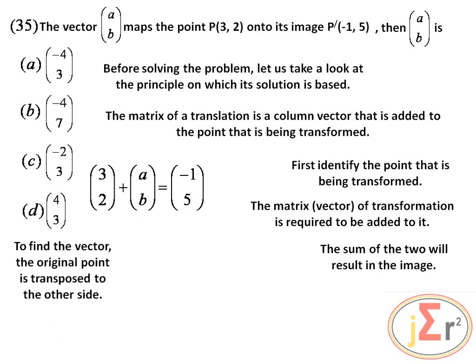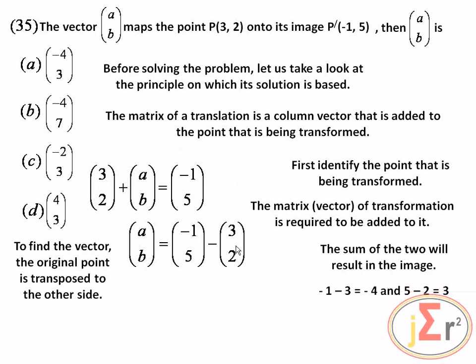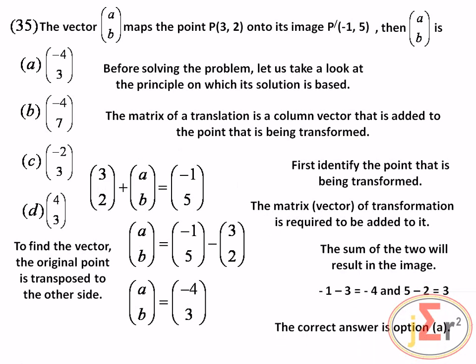So to find the vector, the original point is transposed to the other side. This is the original point and this is the image, of course. Or we might say the object and this is the image. So when we transpose, this will be subtracted from the right hand side, and we have -1 minus 3 is -4 and 5 minus 2 is 3. So the vector will be (-4, 3). And of course we can see that we have that represented by option A.